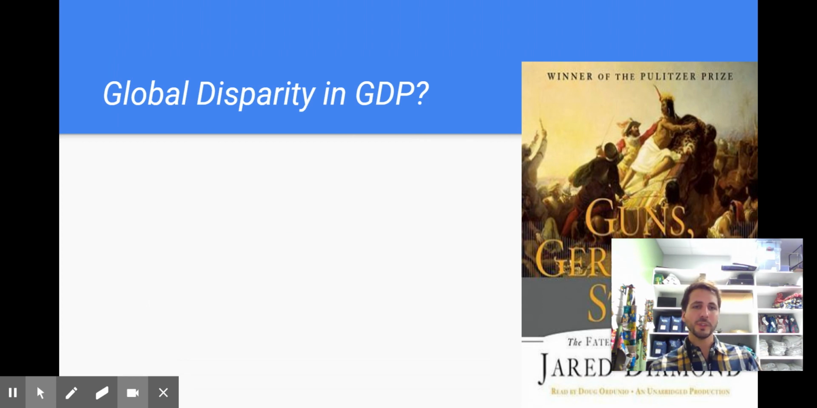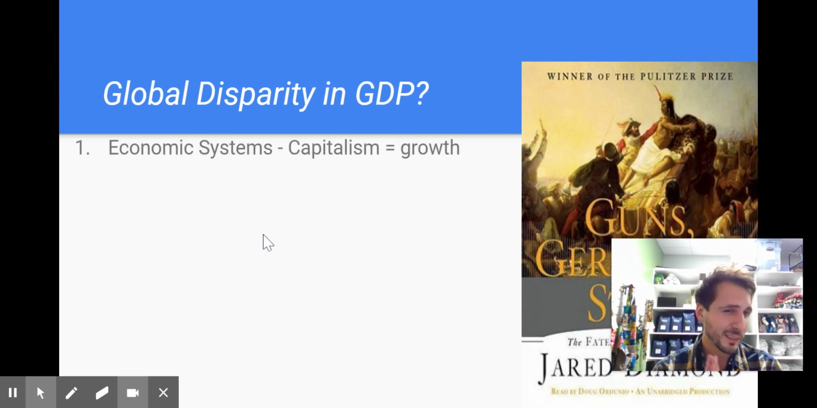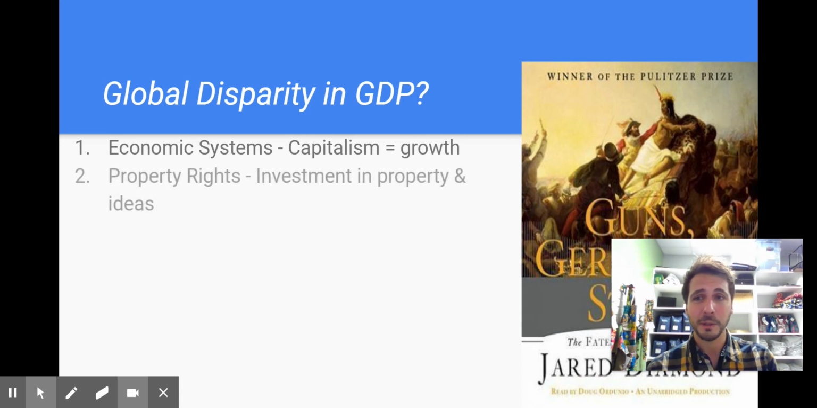Okay, so why is there global disparity in GDP? We talked about modern economic growth, but what kind of causes it? Here are a few things, and these aren't really that important, so I'm just going to cruise through them. If you have a capitalist economic system, capitalism prioritizes growth. And so we focus on economic growth all the time. And that means you're going to see more gains in your economy.